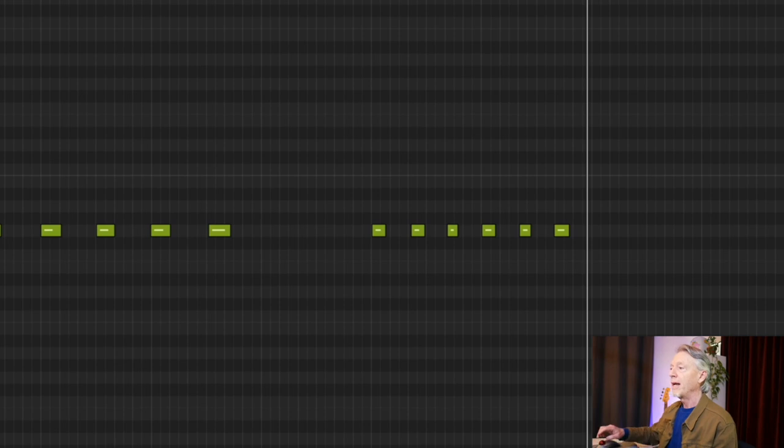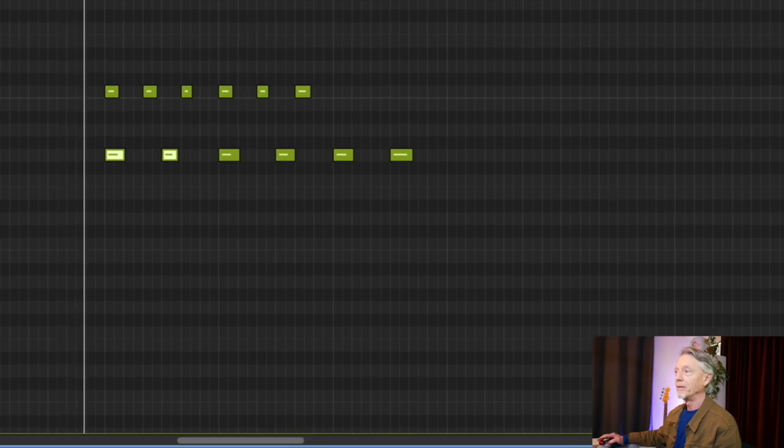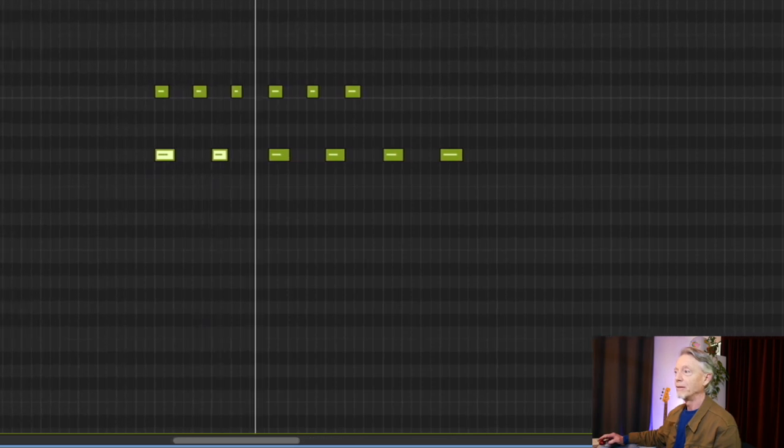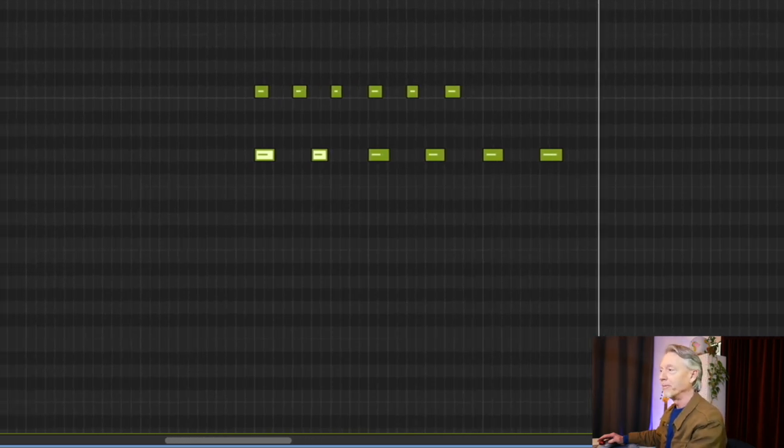1, 2, 1, 2, 1, 2. And if you look at these two side by side, you can see that there seem to be, well, there are, a sort of tighter, more densely packed grouping of notes. So I've got three attacks in one measure here compared to two attacks. And that rhythm is going to be the three against two rhythm.